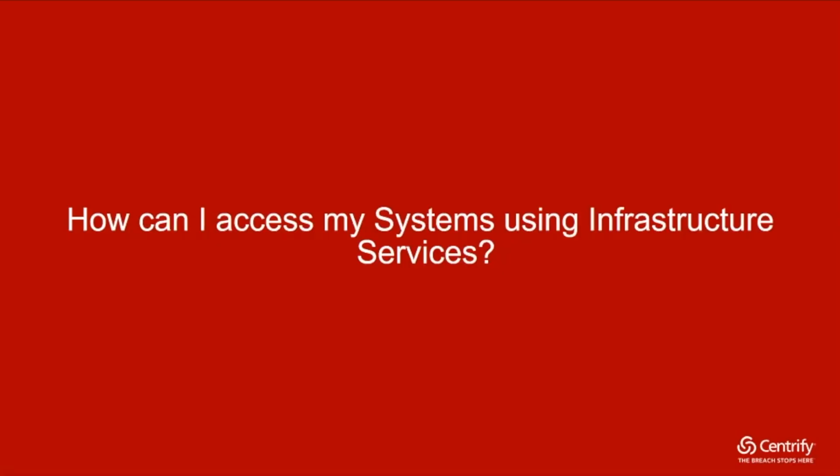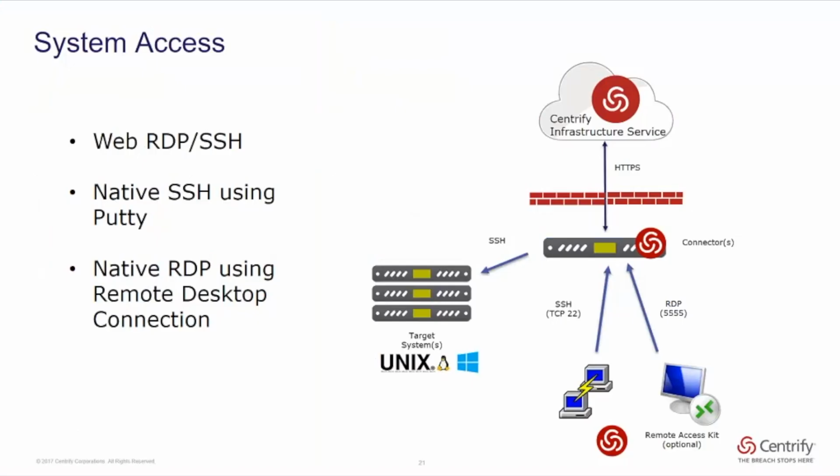How can I access my systems using infrastructure services? There are various ways we allow customers to log in to their systems that have been added to the infrastructure services. You can simply use the web RDP or web SSH. The way this will work is you'll connect to the Cloud Connector, and the Cloud Connector will proxy over to your desired system.